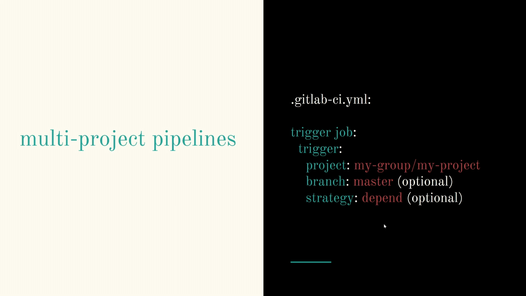This way, the trigger job will behave like a normal job. And in this example, we want to trigger pipeline in my project repository on master branch, and we want to wait for this pipeline.